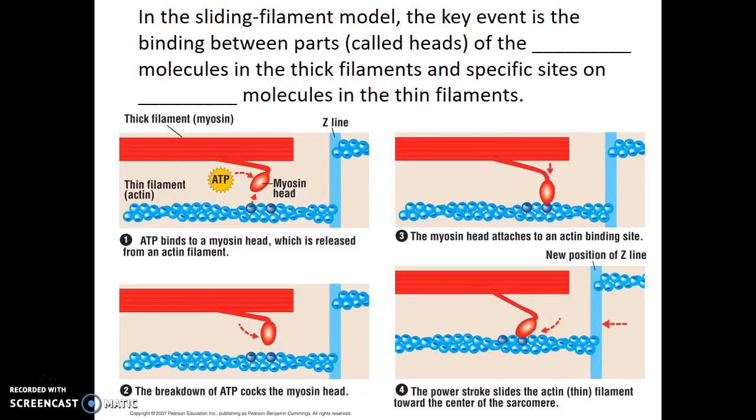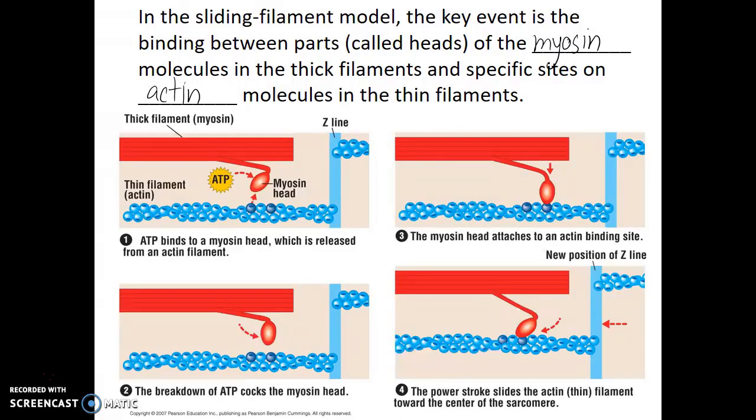In the sliding filament model of muscular contraction, the key event is the binding between parts called heads of the myosin molecules and specific sites on the actin molecules, known as the thin filaments.